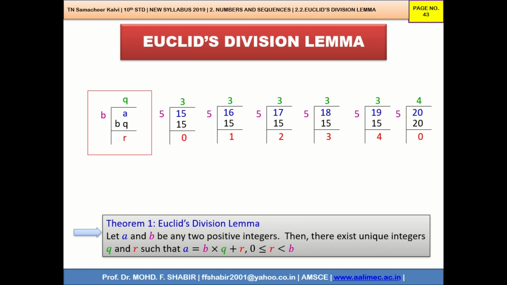Now you can see here, divisor is 5, remainder is 0, 1, 2, 3, 4, again 0. It is never more than 5 or equal to 5. So b equal to 5 means remainder will be 0, 1, 2, 3, 4, where r is more than or equal to 0 and always less than 5. This is what Euclid's division lemma theorem 1 says. A equal to B into Q plus R, and R is always more than or equal to 0 and less than B, the divisor.